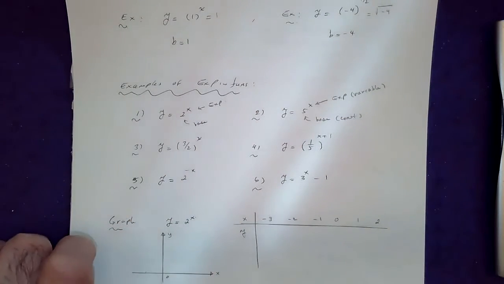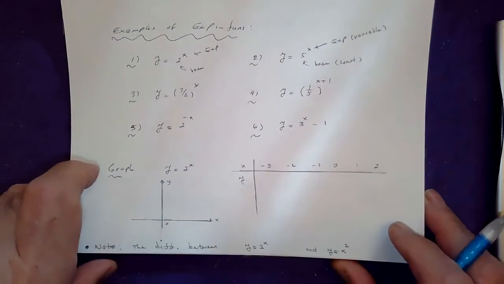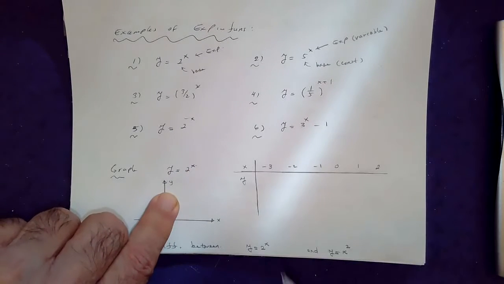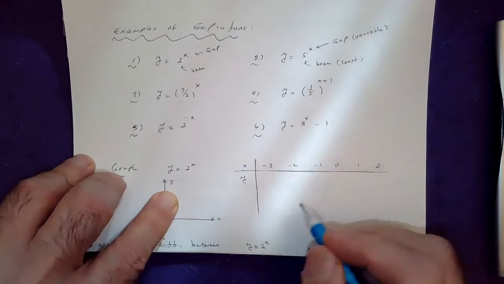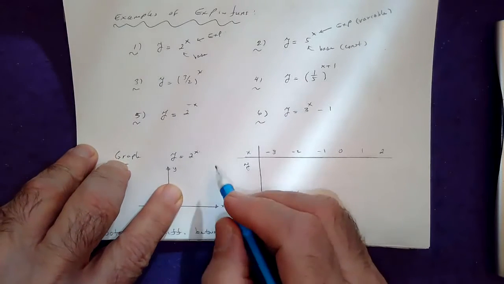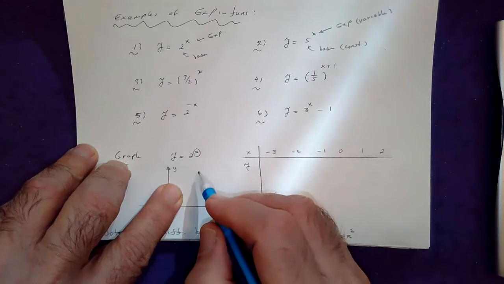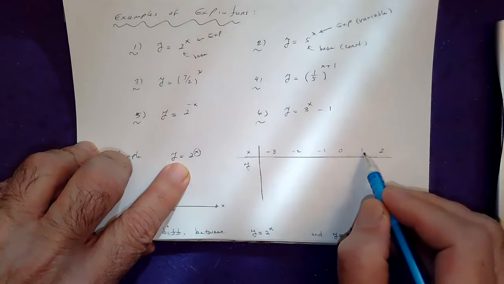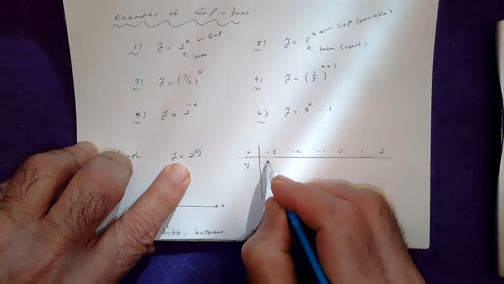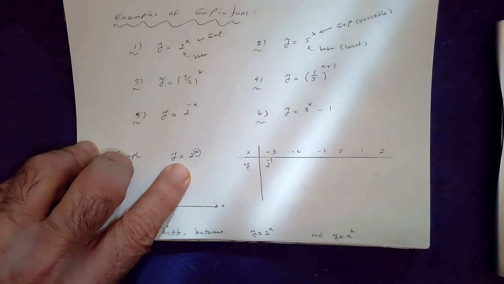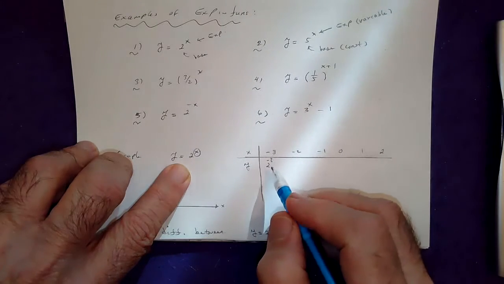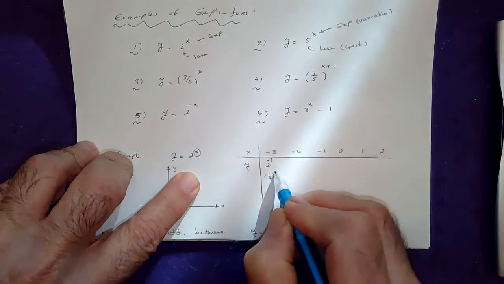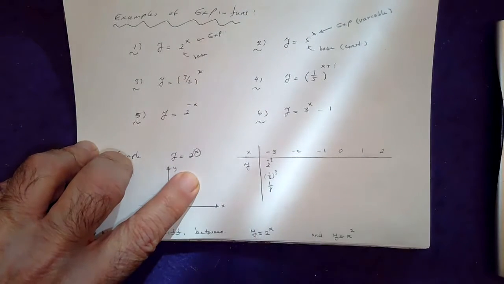So one of the things we have to do is be able to draw a picture of these guys. Let's say we were asked to draw a picture of y equals 2 to the x. So I made a table here. I'm going to find the value of y by replacing the x's in this function with -3, -2, -1, 0, 1, 2. Let's see what we get. This is 2 to the power of -3. It's not -6. It is 1/2 to the power of 3, which is 1/8.